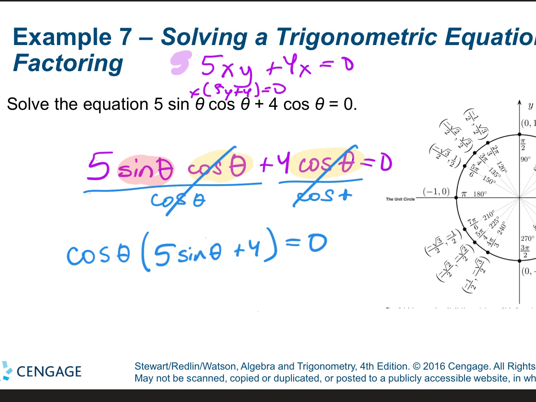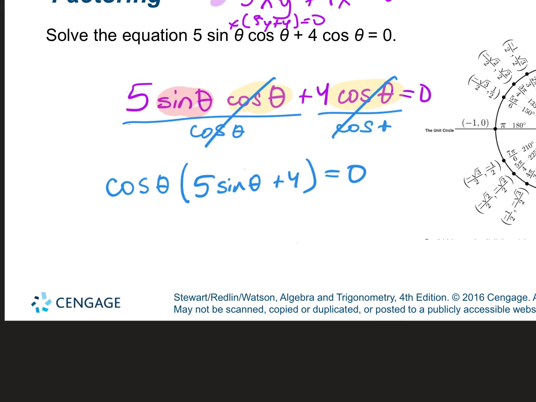Now what do I do with the two pieces that I have in order to solve? I set both of them equal to 0. So cosine theta equals 0, and 5 times the sine of theta plus 4 equals 0.